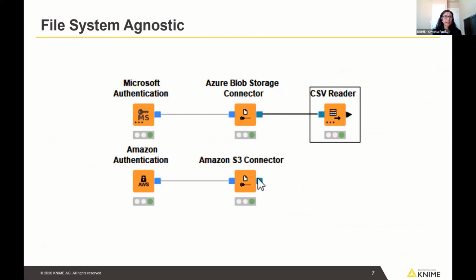The file system is agnostic. You can replace one connector to the CSV reader and it'll recognize that input location. And then you can quickly update the path and then see that file. So you can go from Microsoft to Amazon, switch things as you are building and developing, testing items on your workflow.